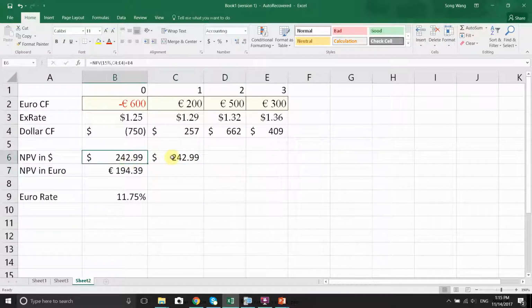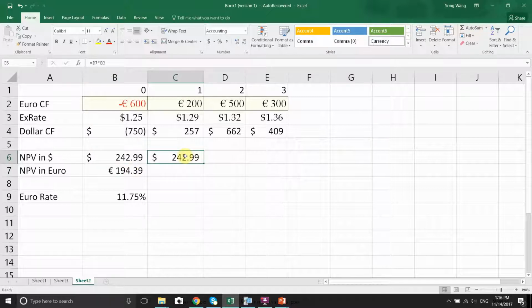So two ways to get the dollar NPV. The first way is to convert all the euro cash flows to dollar cash flows, and then get the dollar NPV. To do that, you have to get the exchange rates for all the time spots. The second way is to get the euro NPV and convert it to dollar NPV. But to get that, you have to get a euro rate based on the US rate and the inflation of the two countries.